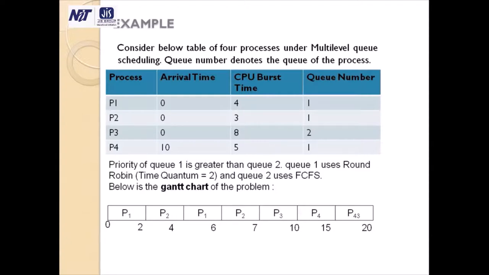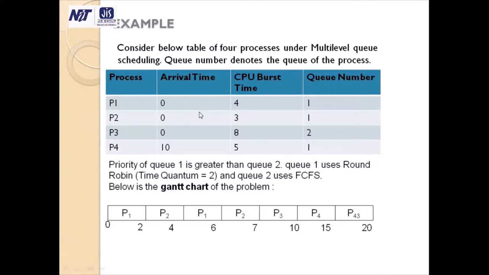Now see, P3 resides in ready queue 2, and ready queue 2 has lower priority than ready queue 1. So now P2 switches and P1 comes into the picture. P1 starts its execution again, it has 2 milliseconds remaining, so it completes from 4 to 6. Now it gives control to P2 again. Now P2 executes 1 millisecond.